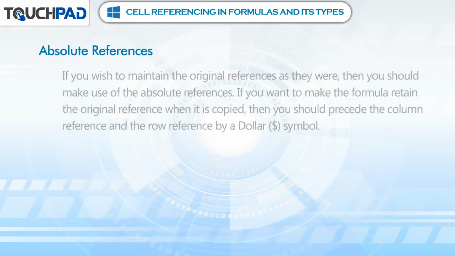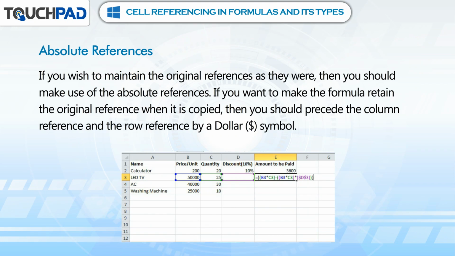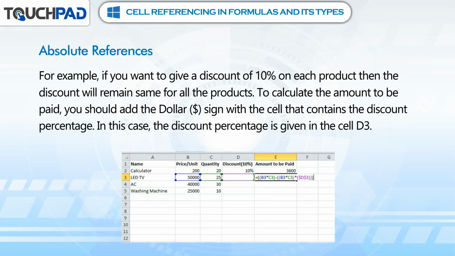Absolute references. If you wish to maintain the original references as they were, then you should make use of the absolute references. If you want to make the formula retain the original reference when it is copied, then you should precede the column reference and the row reference by a dollar symbol. For example, if you want to give a discount of 10% on each product, then the discount will remain same for all the products. To calculate the amount to be paid, you should add the dollar sign with the cell that contains the discount percentage.